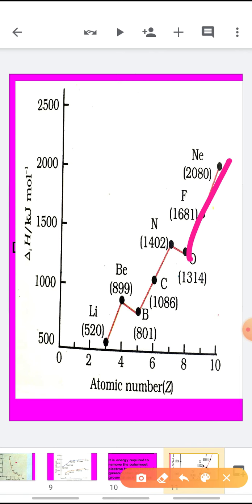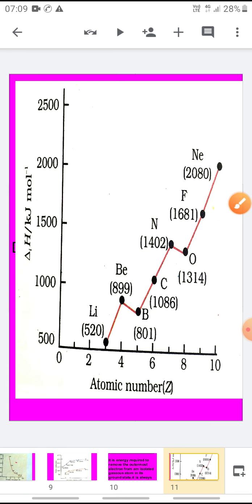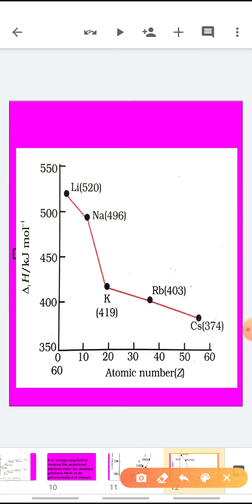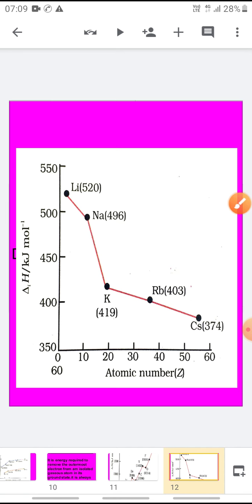So you can simply say from left to right in a period, the value of ionization enthalpy increases because the size of atom decreases, as we have learned in the previous part. Now coming to the variation along a group: lithium, sodium, potassium, rubidium and cesium. From here to here, you can see it is continuously decreasing. Why is there a decrease? Because the size of atom is increasing, so ionization enthalpy decreases.